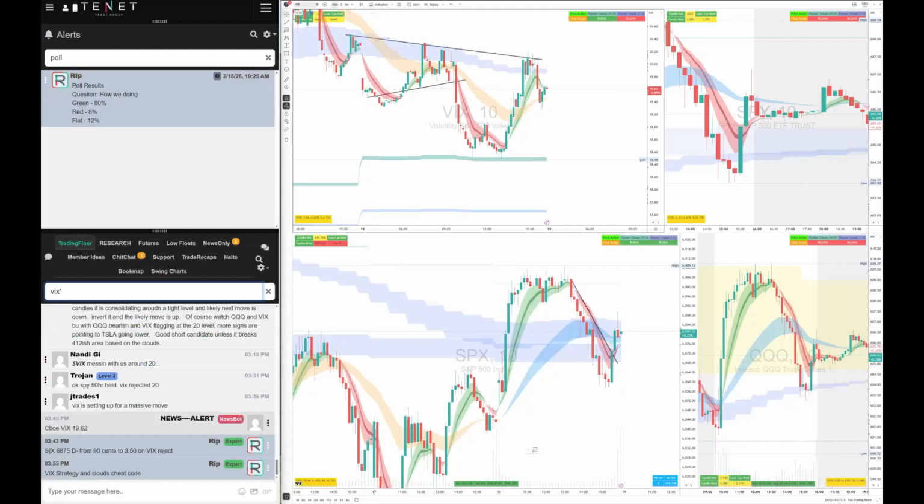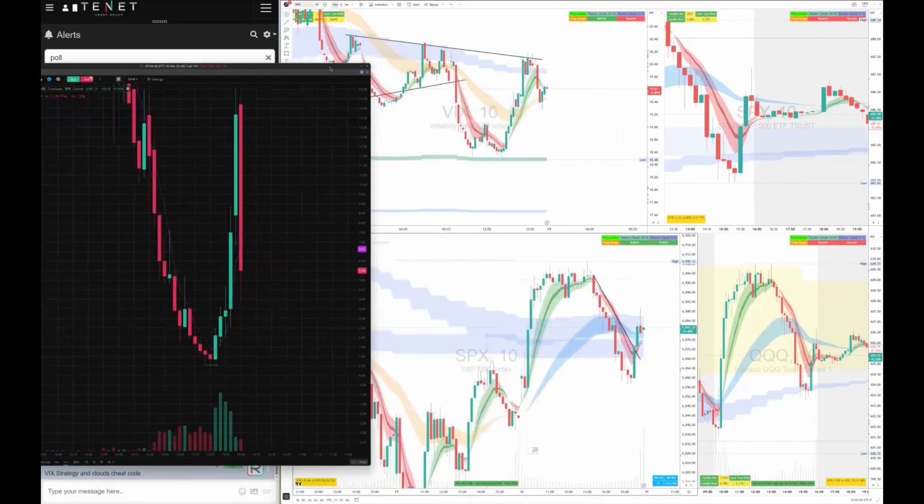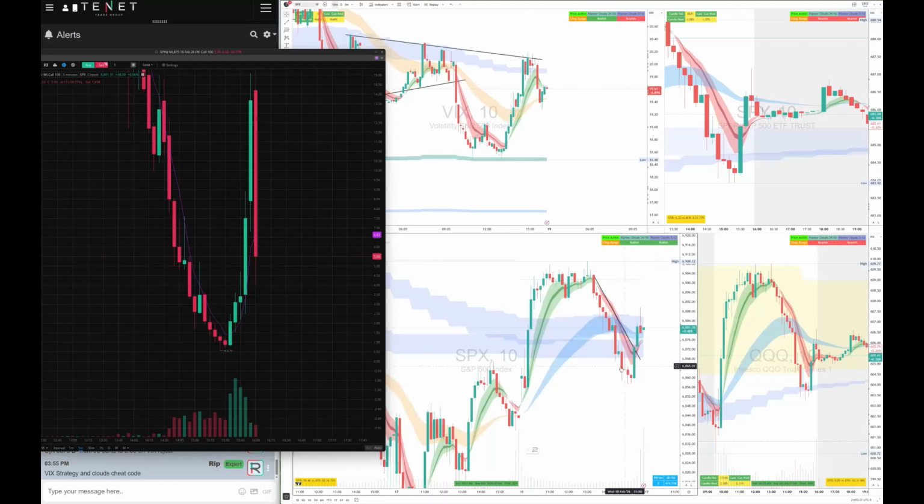Let's look at the 68.75 and see what happened to it. This 68.75 was 50 cents when VIX was rejecting 20, and this was a D minus. D minus is against the clouds. Our clouds are not bullish yet, but we see this is bouncing. This is a D minus setup.